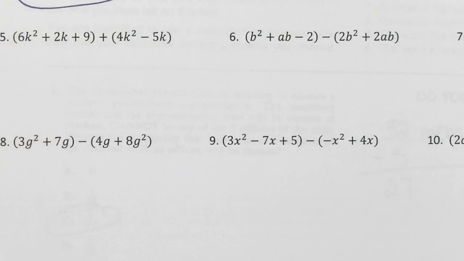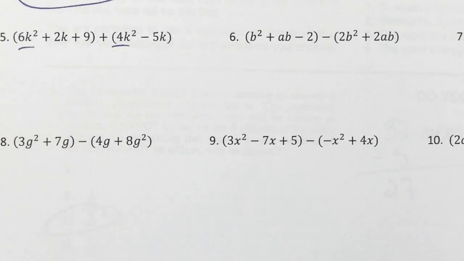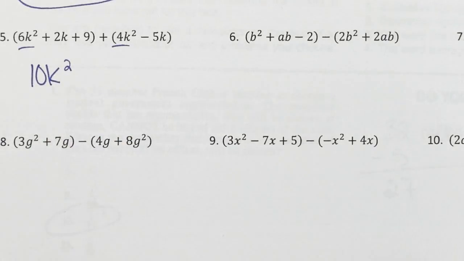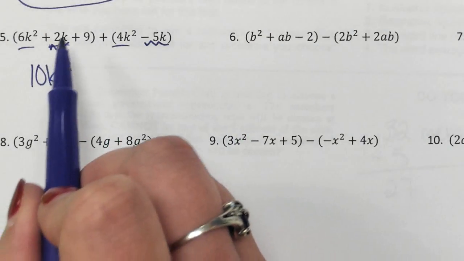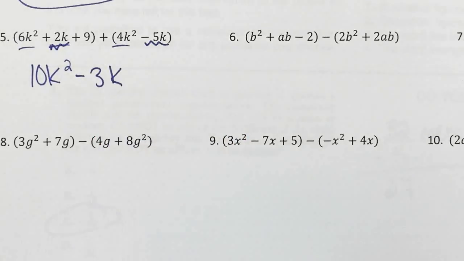Number 5. What are we going to do on number 5? What operation? We're going to add, right? What are we going to add? 6k squared, and what else? What do you get when you add those two together? 10k squared. Yeah, what else? 2k and negative 5, right? So 2k plus negative 5 is how much? Negative 3k. And the last thing you're going to do? Plus 9. There you go.